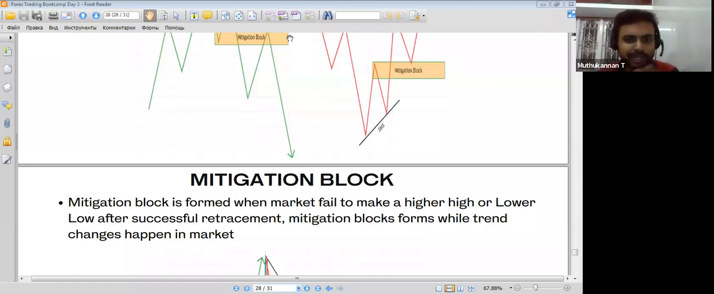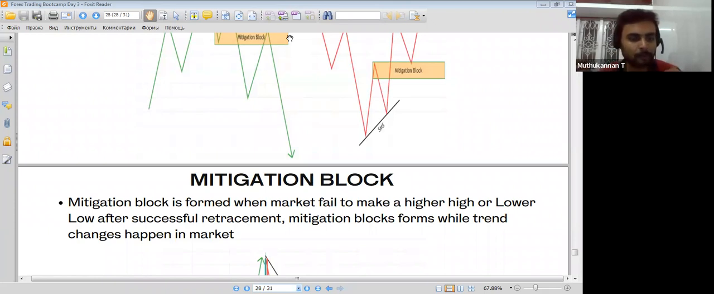Nowadays, I'm not even using breaker blocks. I don't use mitigation blocks. I only use order blocks, bullish order block and bearish order block. That's it. Because I know when price reaches that order block, I know what I have to do. Whether it is a valid order block, whether I can take the trade or not, I know that strategy. So in that case, I don't worry about breaker blocks or mitigation blocks.